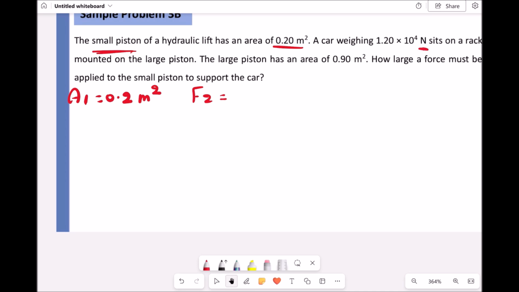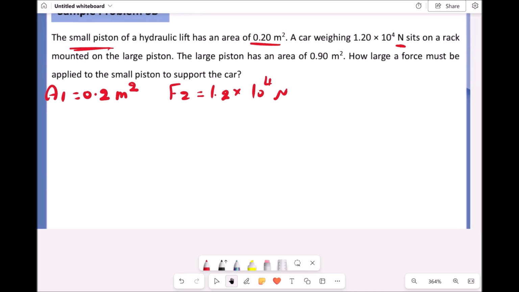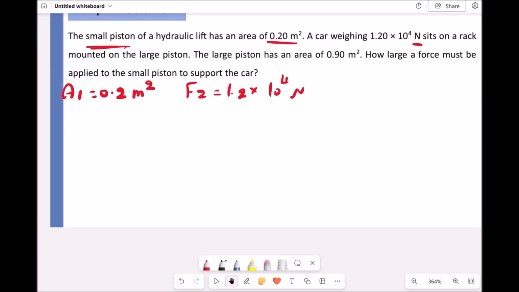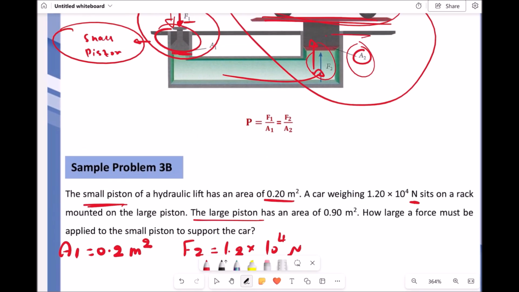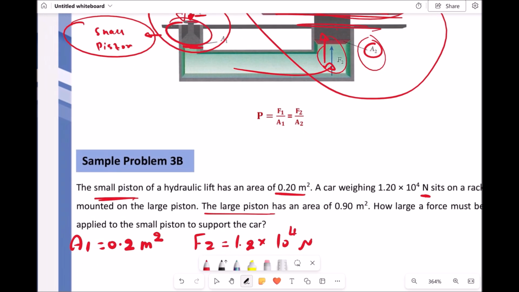A car weighing 1.2 times 10 to the power of 4 Newton sits on a rack mounted on the large piston. So you know it is the large piston. The large piston is this one, by the way. This is the large piston, and this is the small piston.